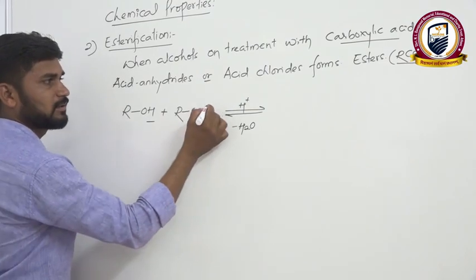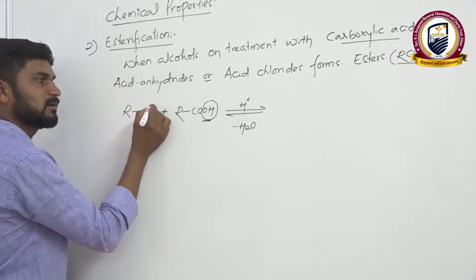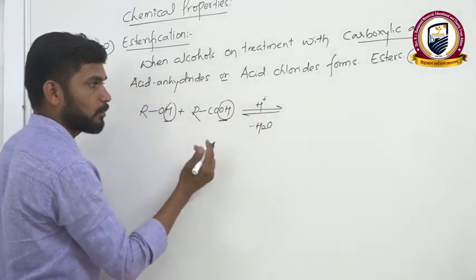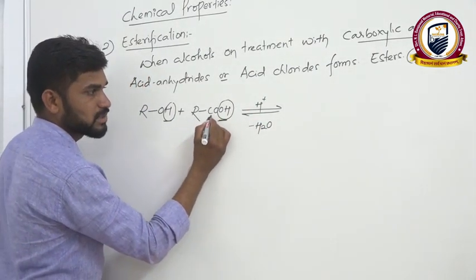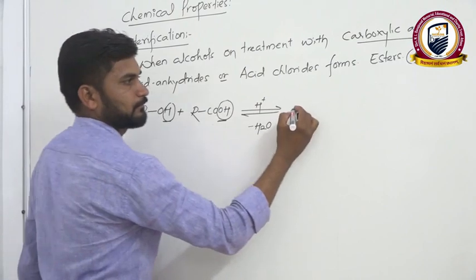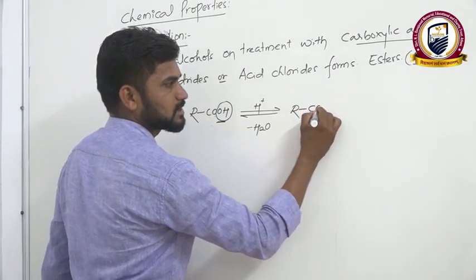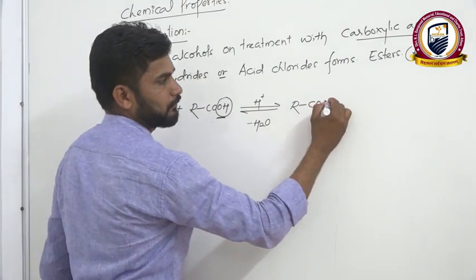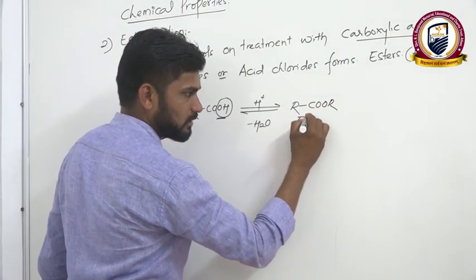Look at the reaction here. This OH group and this corresponding H are eliminated as H2O, and there is a formation of the compound RCOOR. This is generally called an ester.